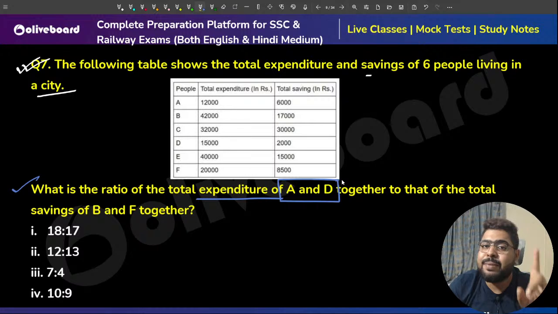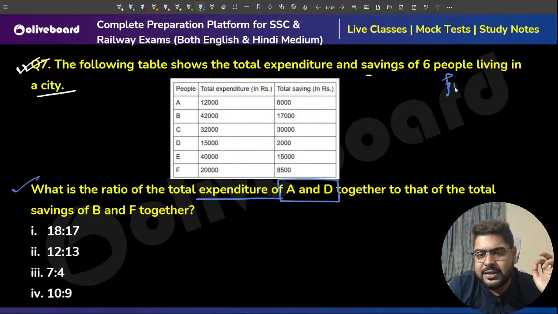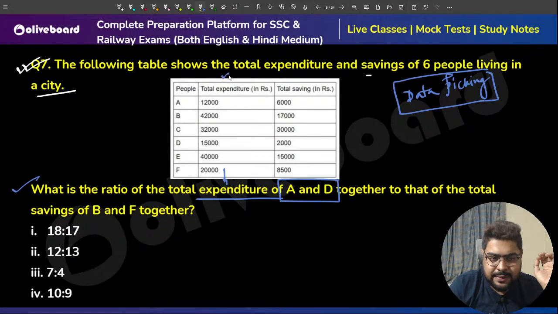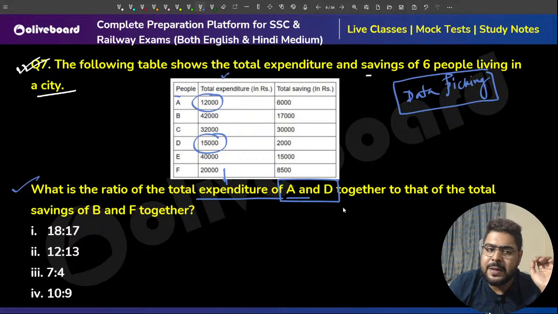Again, data picking is always your first step. I told you guys countless times. In a DI, the first step always is data picking, sir. So expenditure, I need this one. A and D together, that means this value and this value, sir. Okay, that is a 27,000.